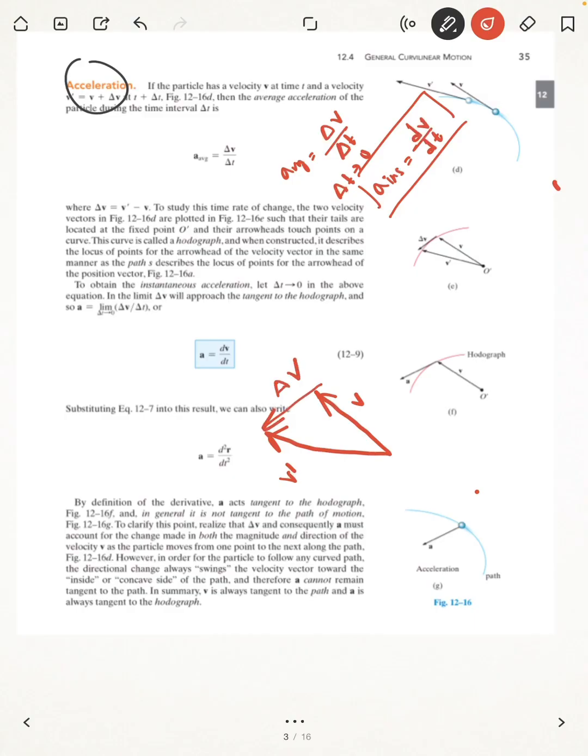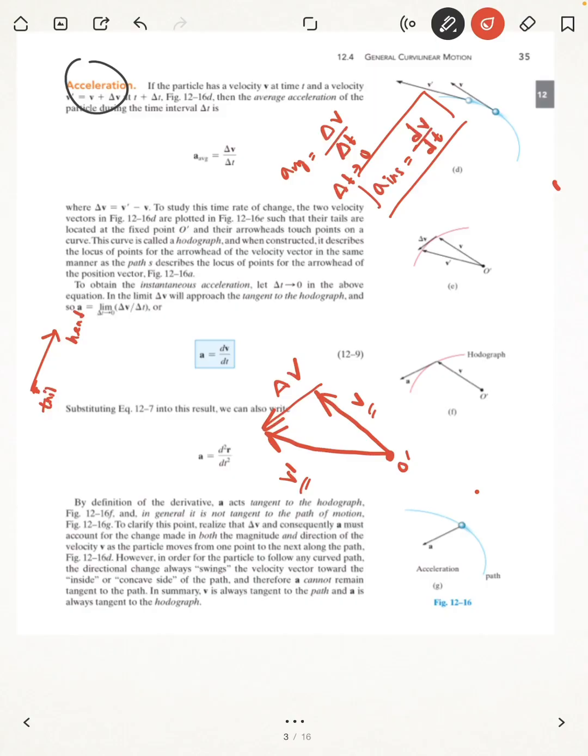That is basically the change of the velocity. Here, these two vectors will coincide at a particular point; let's name it O prime. For any vector, the initial point, from where the vector starts, is called the tail, and where it ends is called the head. So the tails of these two vectors v and v prime are fixed at O prime.